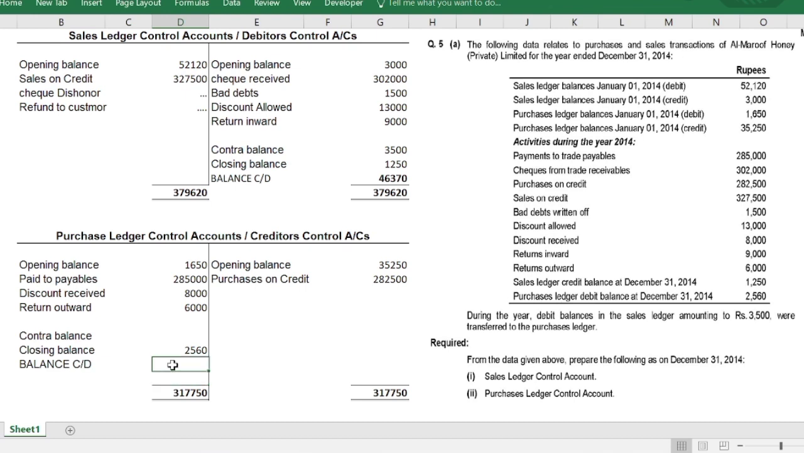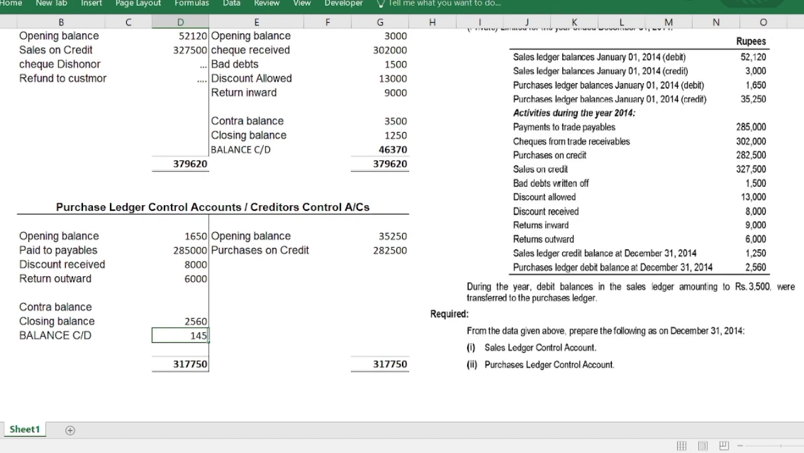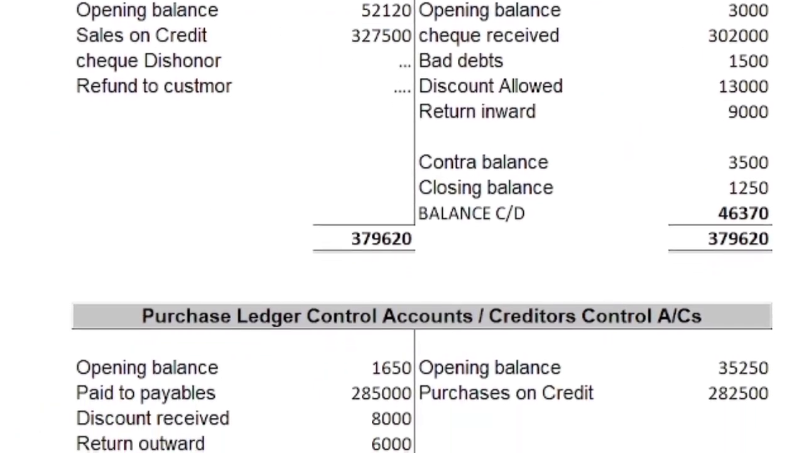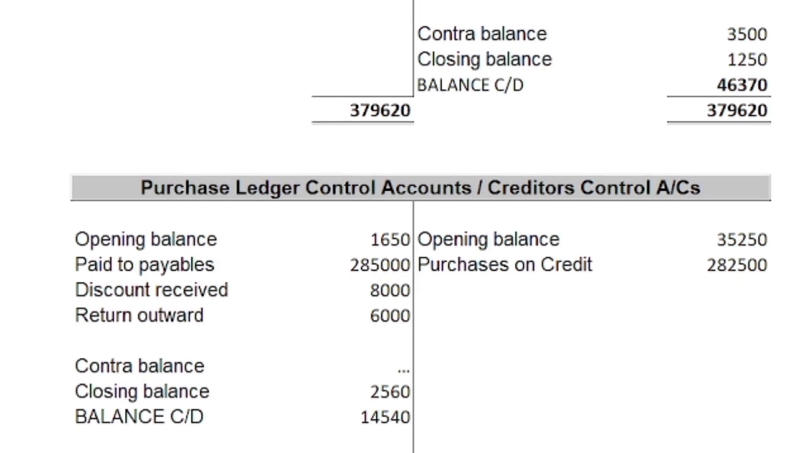After that, we calculate the balance carry down. How can we find the balance carry down? We add all these values of debit side and after that we deduct from the total value and the balance carry down is found. So we find out the balance carry down for purchase ledger control account is 14,540. Dear students, here the contra balance of purchase ledger control account is not available, so here we put the slash. So dear friends and dear students, in this way we can easily prepare the sale ledger control accounts and purchase ledger control account.